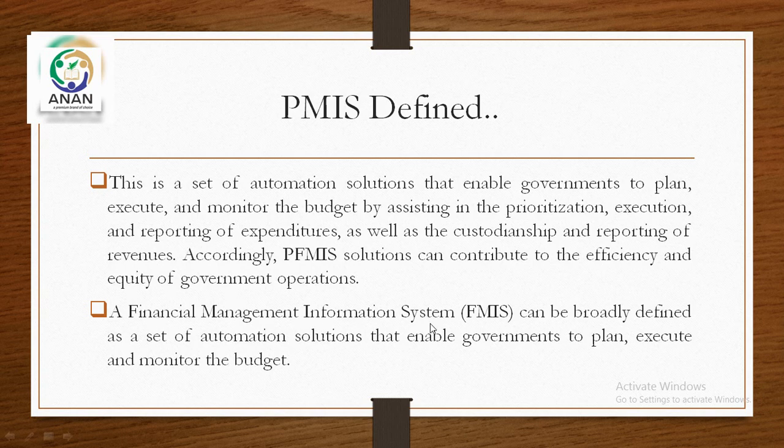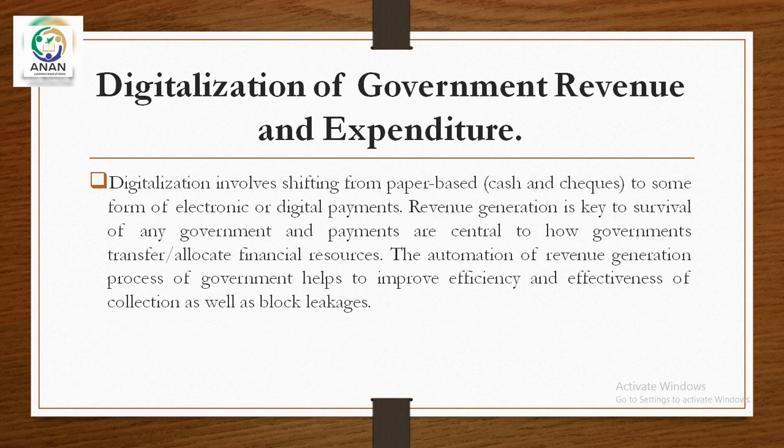A financial management information system can be broadly defined as a set of automation solutions that enable government to plan, execute, and monitor the budget. Digitization of government revenue and expenditure. Digitization involves shifting from paper-based cash and checks to some form of electronic or digital payment.